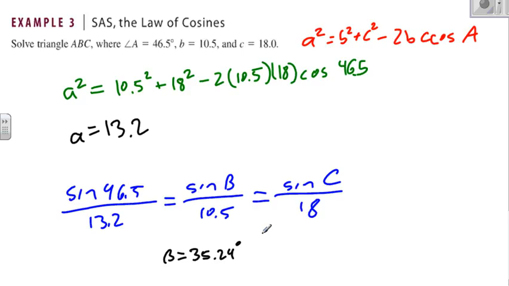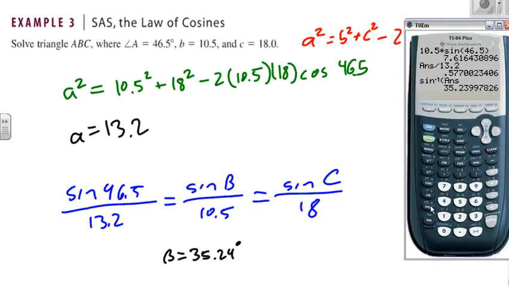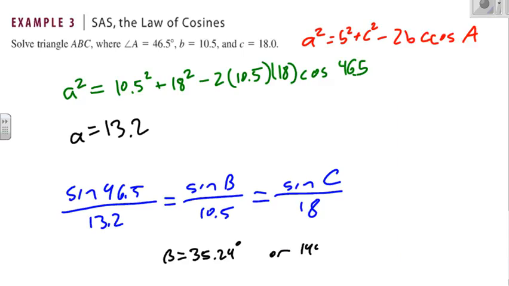But then you have to remember that we need to look at the supplement of that. So if we subtract that from 180, 180 minus 35.2, 144.8, which we know can't work with the angle that we know, because that's more than 180 degrees already. So you can eliminate it, which then we can find angle C.